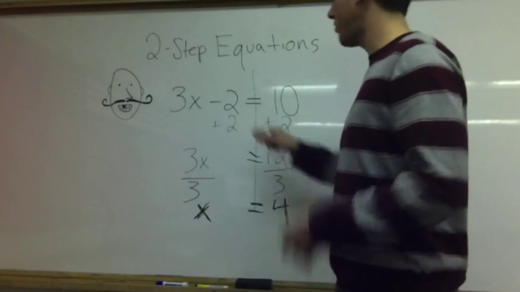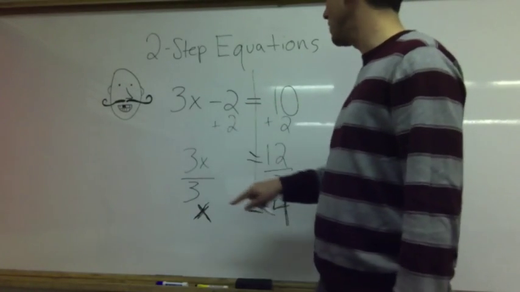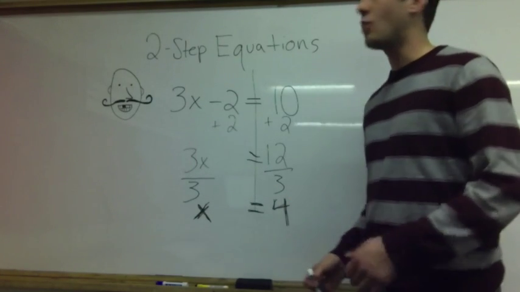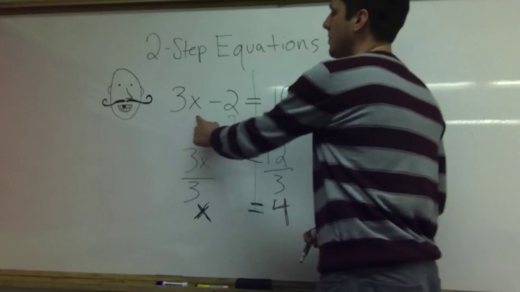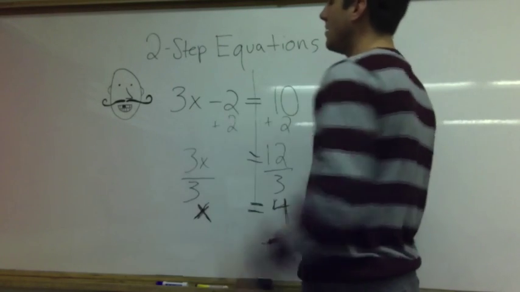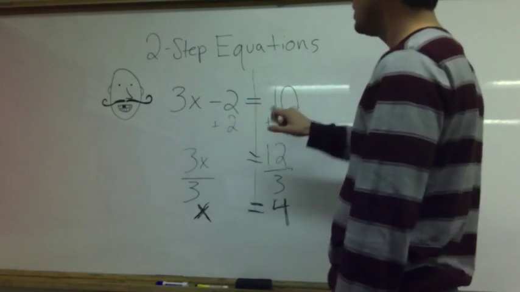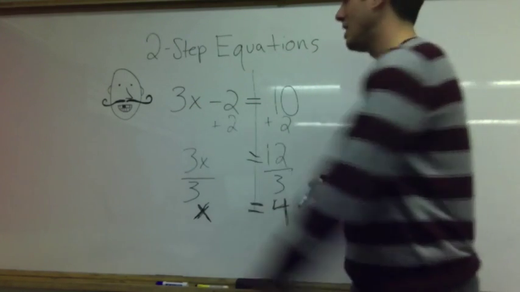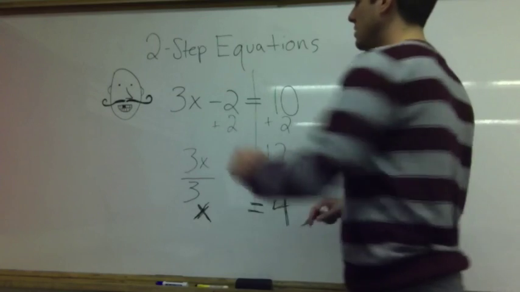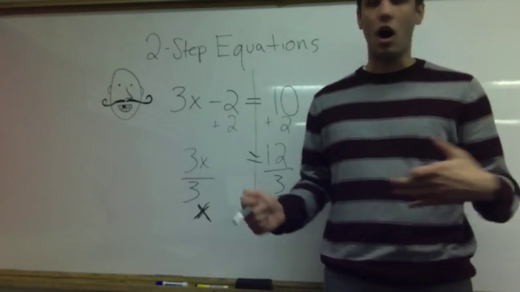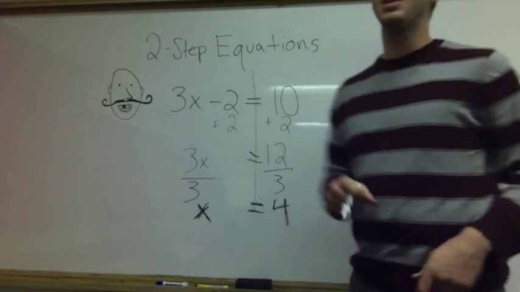So why do we first take away the negative 2 and then take away the 3? Why do we go in that order? Here's the reason why we go in that order. Up here, if you were to plug a number in, you would say that number times 3 minus 2 equals 10. So the order is first you multiply by 3, then you take away 2. That is the order of operations. You are working this out by the order of operations.